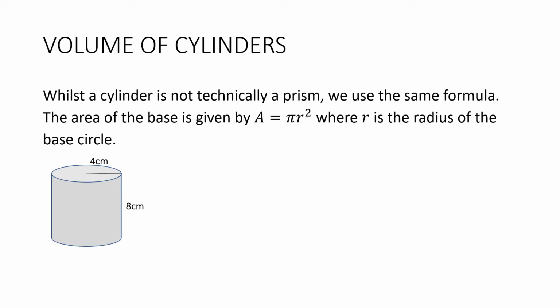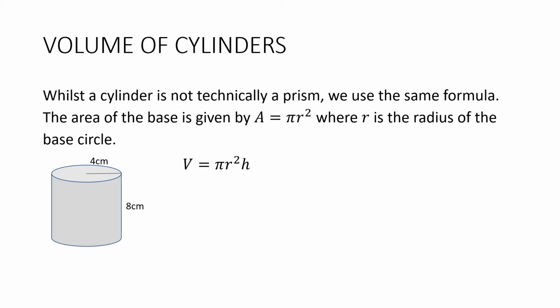Now, whilst a cylinder is not technically a prism, we actually use the same formula. Do you remember the volume of a prism? It's the area of the base times the height. And with a cylinder, the area of the base is a circle, so it's pi r squared. So our formula is pi r squared h.